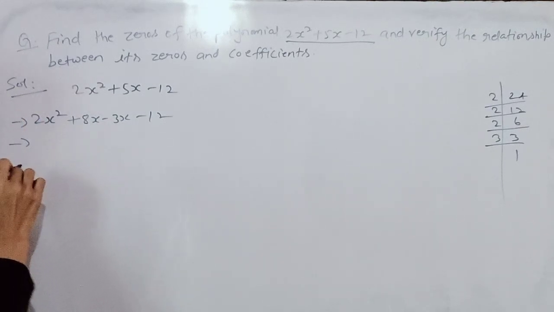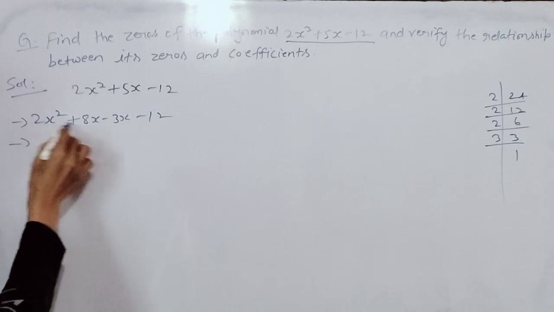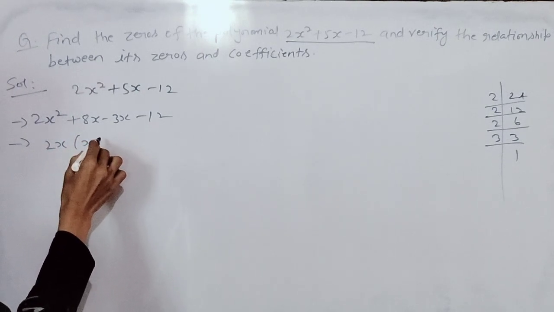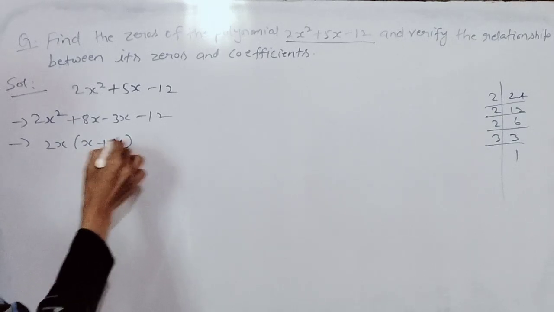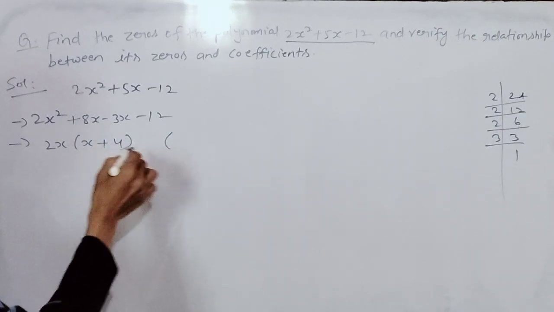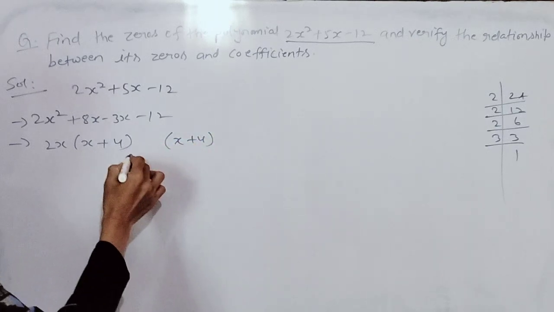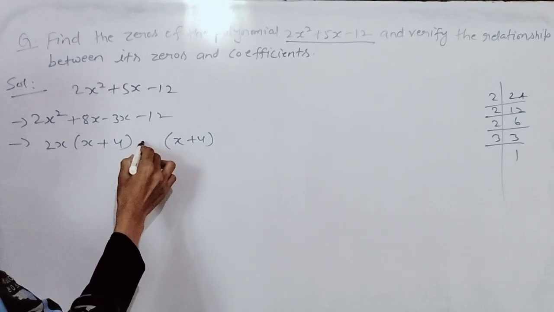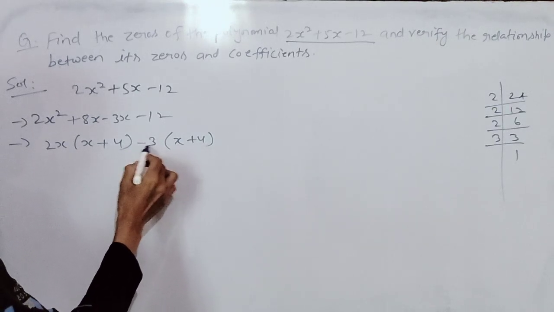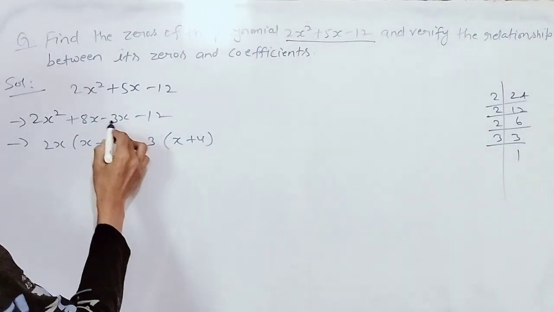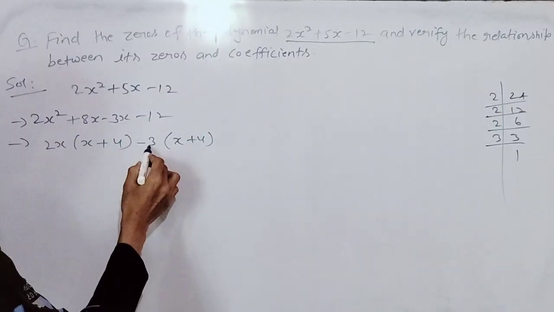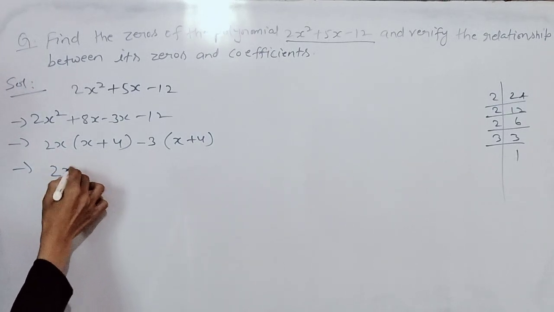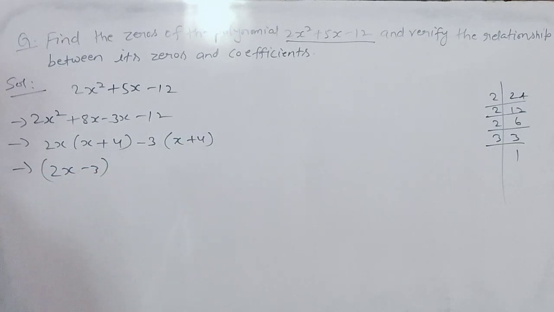Now we will take common. 2x is common. 2x times (x plus 4). We will write this in bracket, same here. Now I think here we should write minus 3. Then we will get minus 3x, and minus 3 multiplied by minus 4 gives 12. Now all terms outside, 2x minus 3, we will write in bracket.